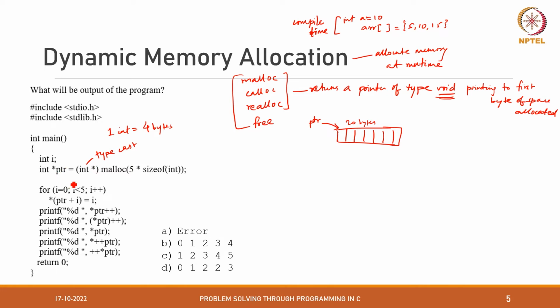Alright, so what are we doing here? After that, we are doing a for loop where we save some values to this particular memory location that has been allocated to us, and we are printing a few things depending on increment and decrement operators. So can you tell me what should be the answer of this particular question? What exactly will be printed from all of these printf statements?